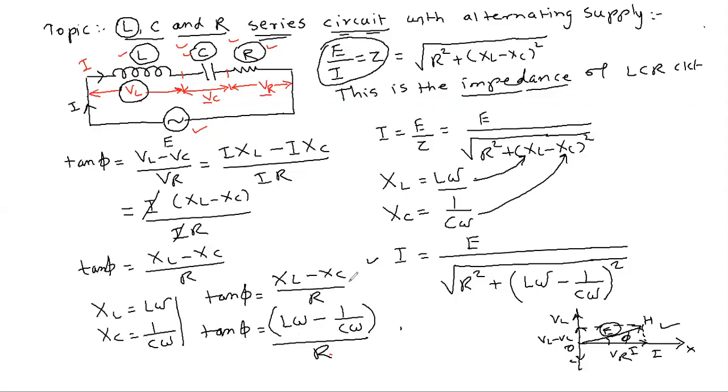This relation, which one is the relation? This relation is the general relation for the impedance. Already we have written the value of this Z, the general relation for the impedance.